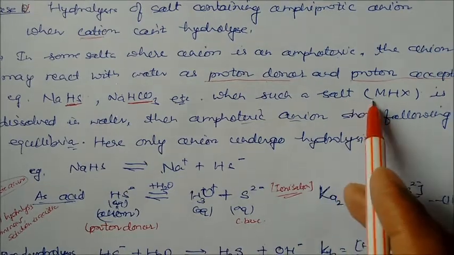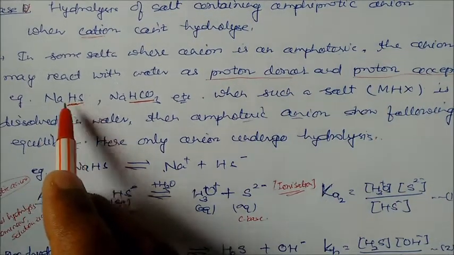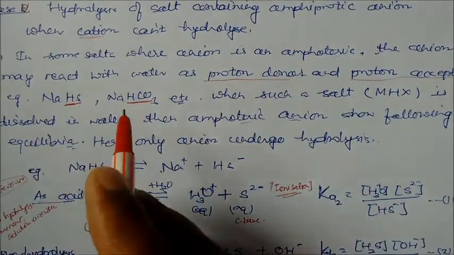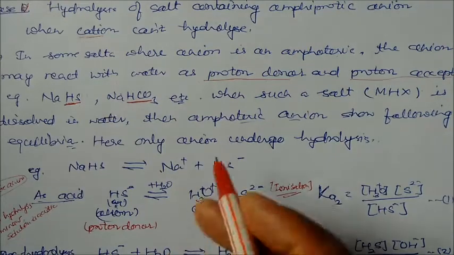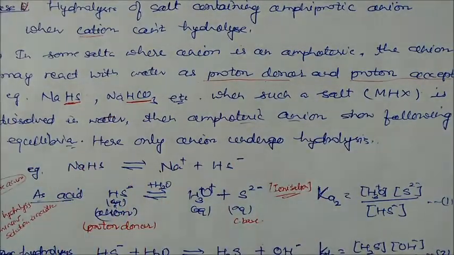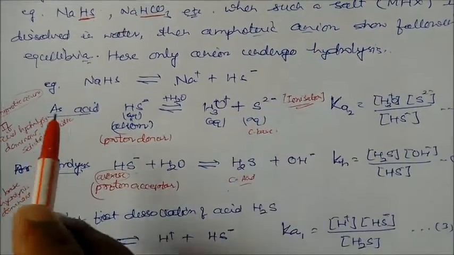So when such a salt, let us take NaHX, HX means this can be anything, HCO3, HS, sulfide, anything, dissolves in water, what will happen? The amphiprotic anion undergoes the following equilibria, and here only the anion will undergo hydrolysis. So anion will undergo hydrolysis just like that. See here. So this is the sodium hydroxide.